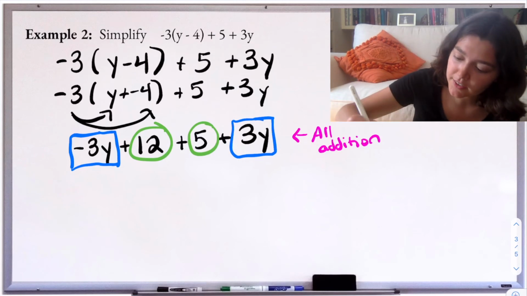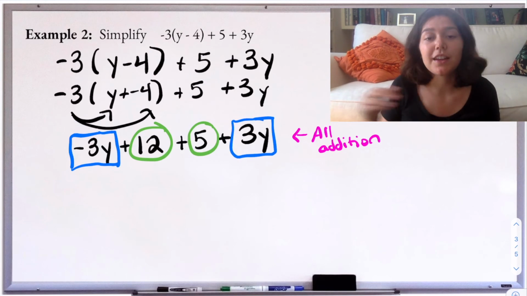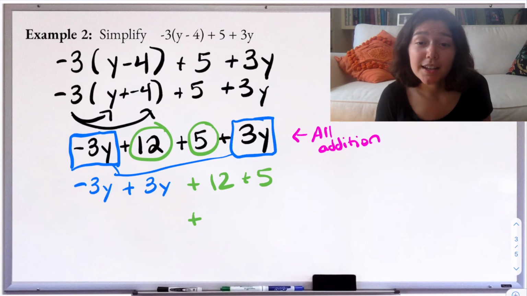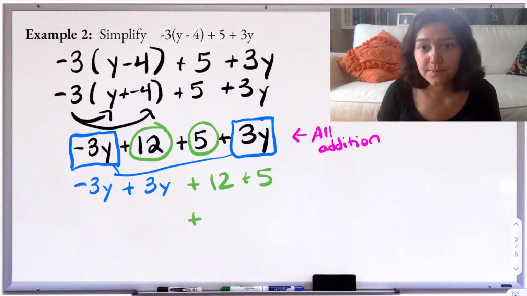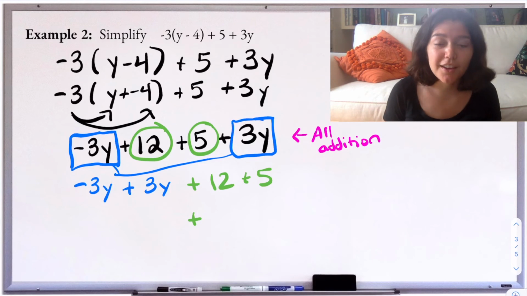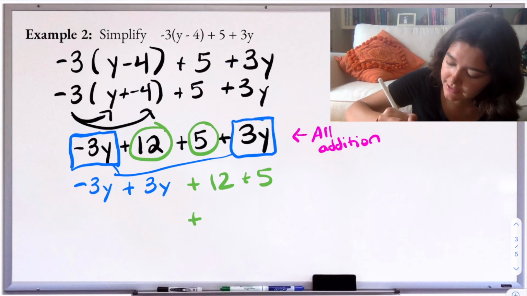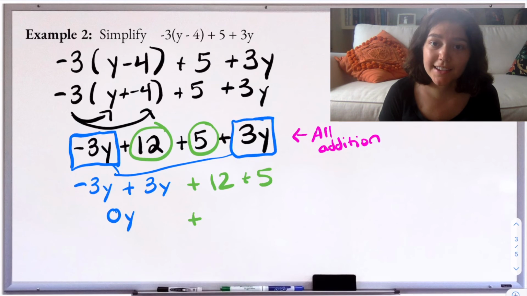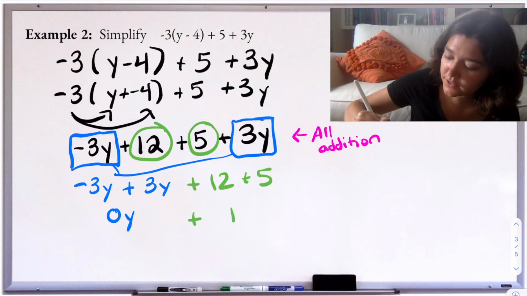So then we're going to rewrite this using the commutative property of addition, where our variable terms are together and our constant terms are together. So -3y plus 3y, we're going to add those coefficients. So what is -3 plus 3? 0. -3 plus 3 is 0 because those are opposites, and opposites always sum to 0. So that means that I could write here 0y because I add the coefficients and then I keep the variable. All right, and then 12 plus 5 is 17.